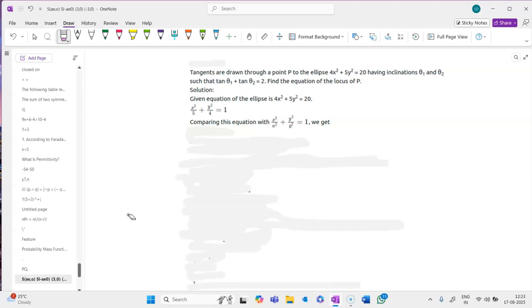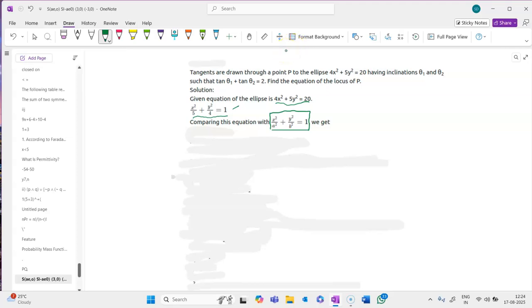Now the given equation of the ellipse is 4x square plus 5y square equals 20. So x square by 5 plus y square by 4 equals 1. We are adjusting this equation in the form of the equation of an ellipse. If we compare that with x square upon a square plus y square upon b square equals 1, then we will get various values. So what values will we get here?